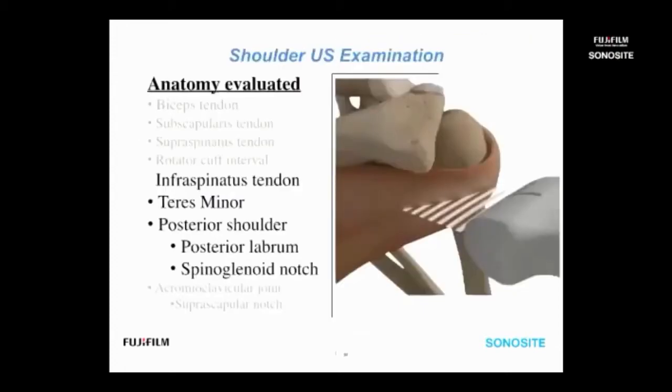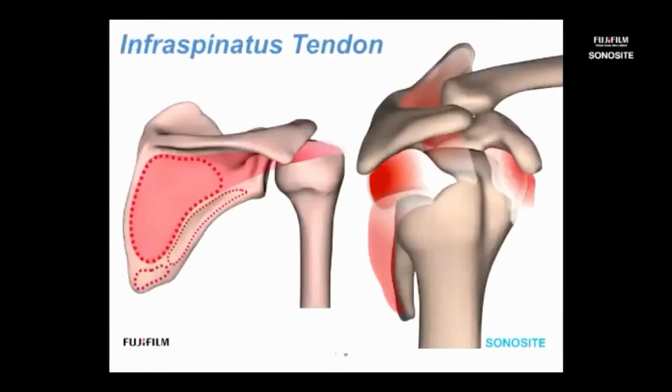Today we're going to discuss the posterior shoulder, specific to the infraspinatus and the teres minor. We're also going to take a glance at the posterior labrum and what can be visualized there, and the spinoglenoid notch. Just a little bit about the anatomy in the posterior shoulder.